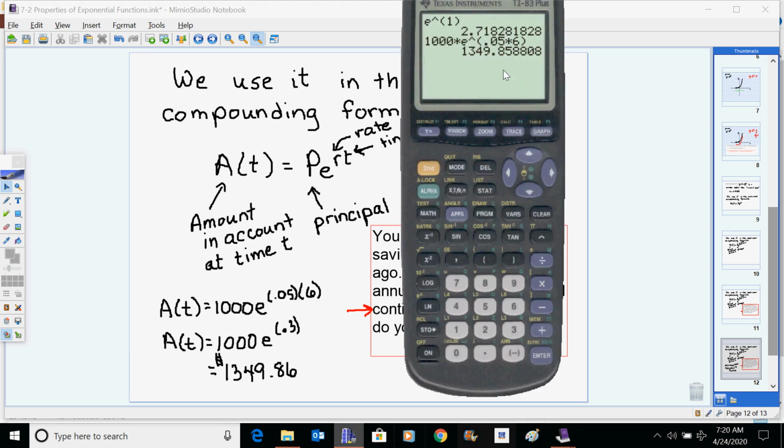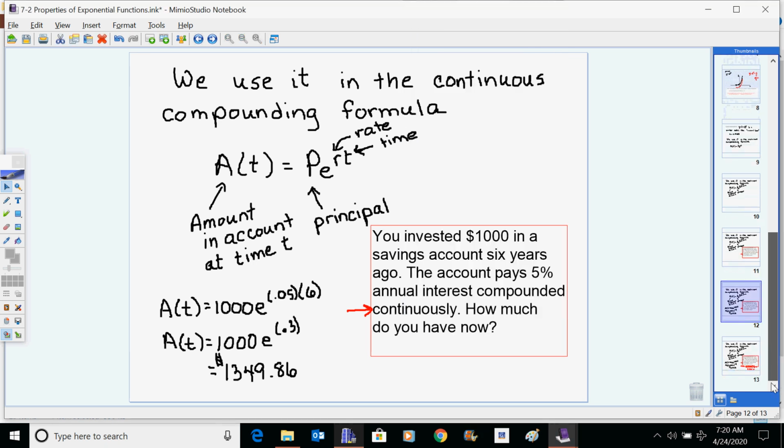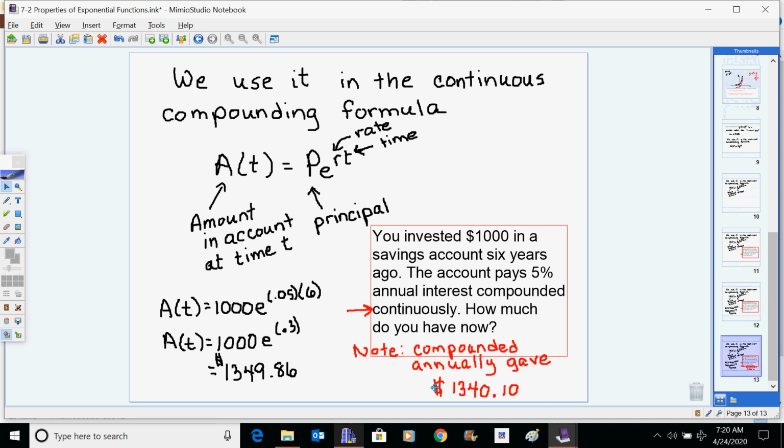$1,349.86. Make sure you are rounding to the correct decimal place for money. And then we have that. Now, when we compounded that annually, the amount was slightly less. It was $1,340.10. And you might be like, okay, wow, a whole difference of $9.76. Woohoo.